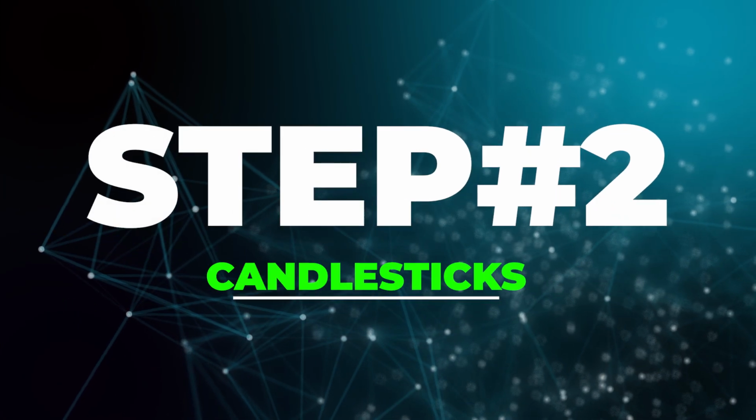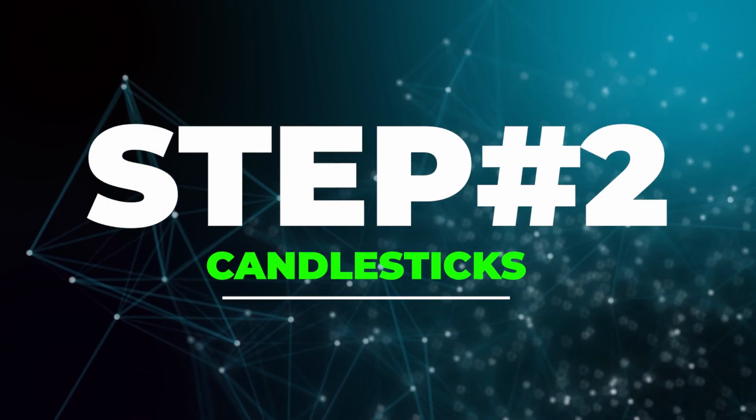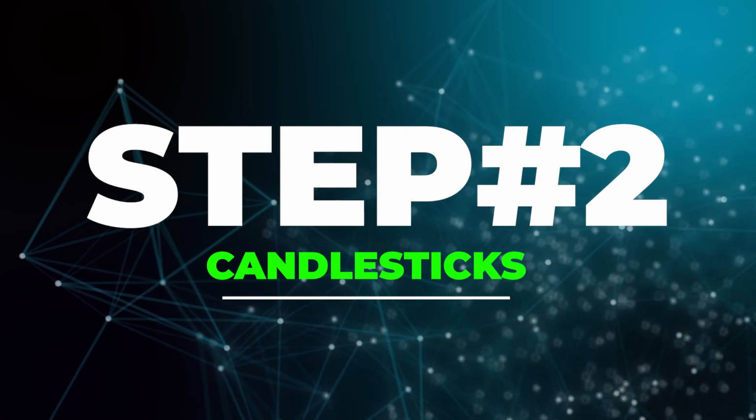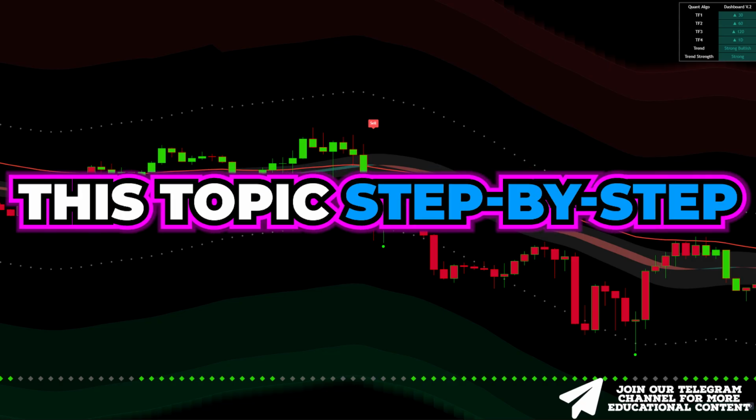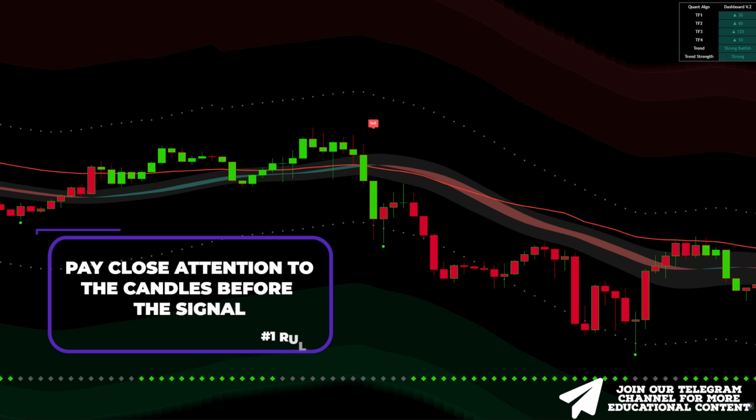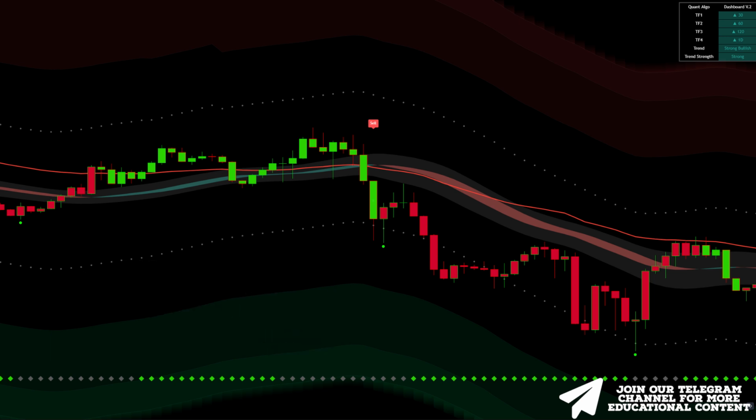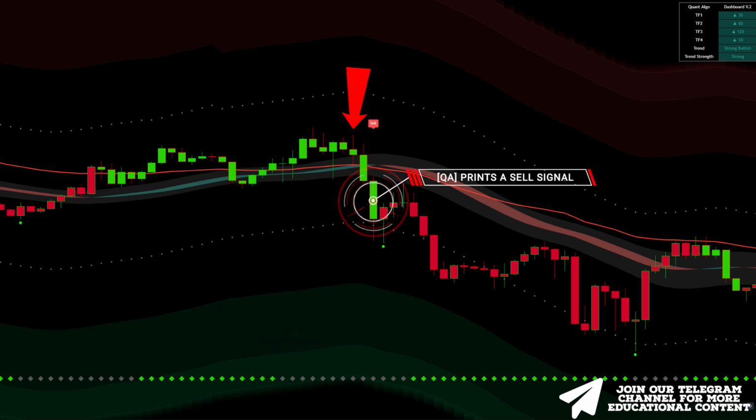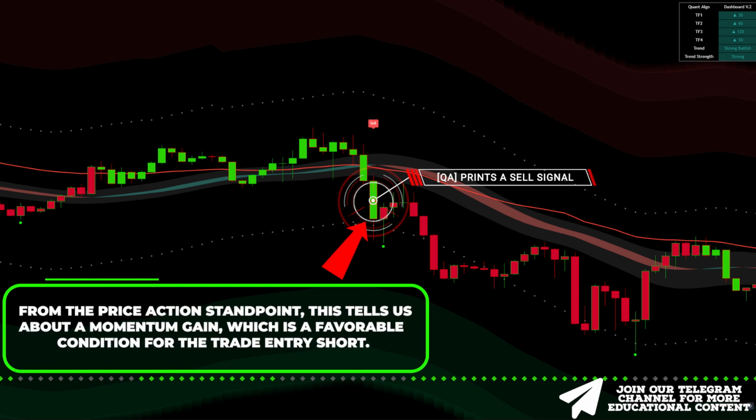Continuing, it's essential to consider the candlesticks that precede the signal candles and those that form on them. We're going to consider this topic step by step. First of all, pay close attention to the candles before the signal. As can be seen on the chart, we have a small candle, then we have a bigger candle, and the signals occur even on a bigger candle. From the price action standpoint, this tells us about a momentum gain, which is a favorable condition for the trade entry short, and the price then dropped drastically.